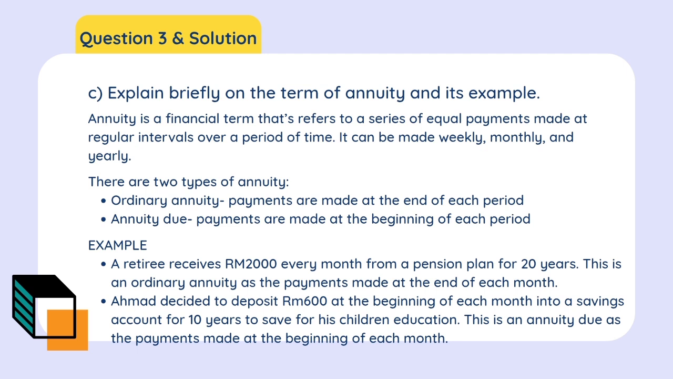Here is the example for the annuity. A retiree received 2,000 ringgit every month from a pension plan for 20 years. This is an ordinary annuity as the payments are made at the end of each month. Ahmad decided to deposit 600 ringgit at the beginning of each month into a savings account for 10 years to save for his children's education. This is an annuity due as the payments are made at the beginning of each month.